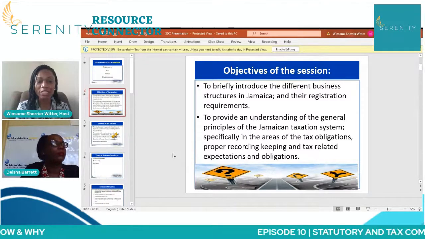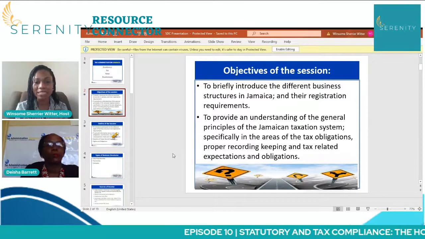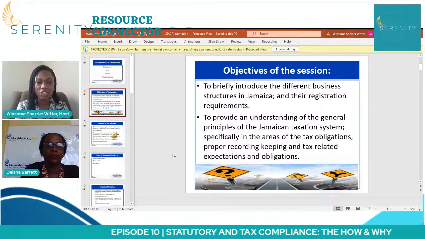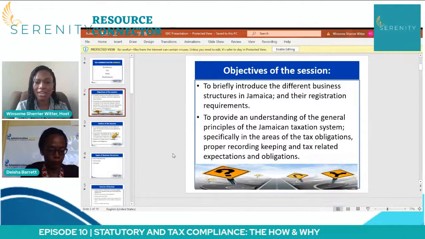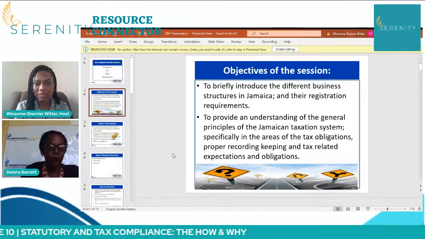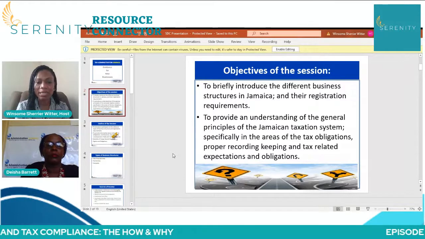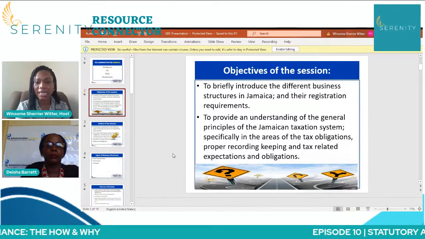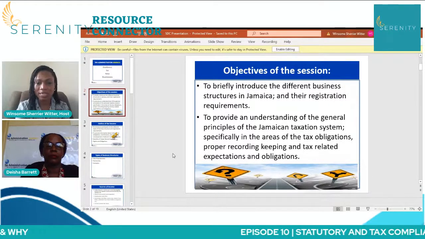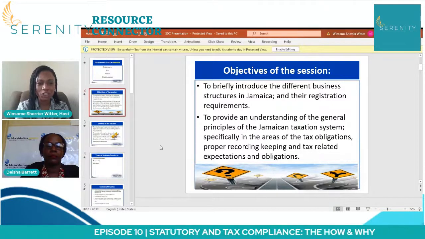office. So the objectives: to briefly introduce the different business structures in Jamaica and their registration requirements, to provide an understanding of the general principles of the Jamaican taxation system, specifically in the areas of the tax obligations, proper record keeping, and tax-related expectations and obligations.